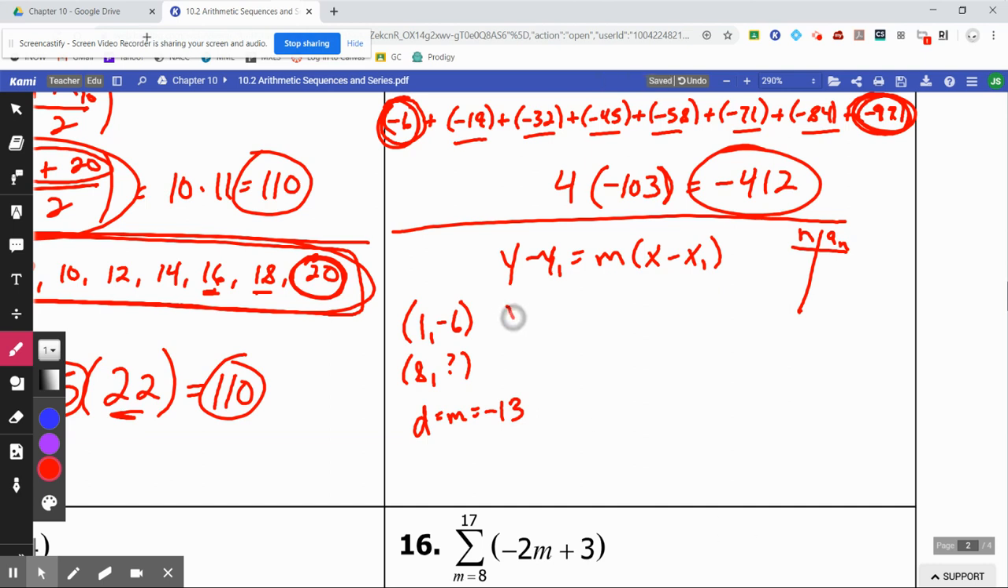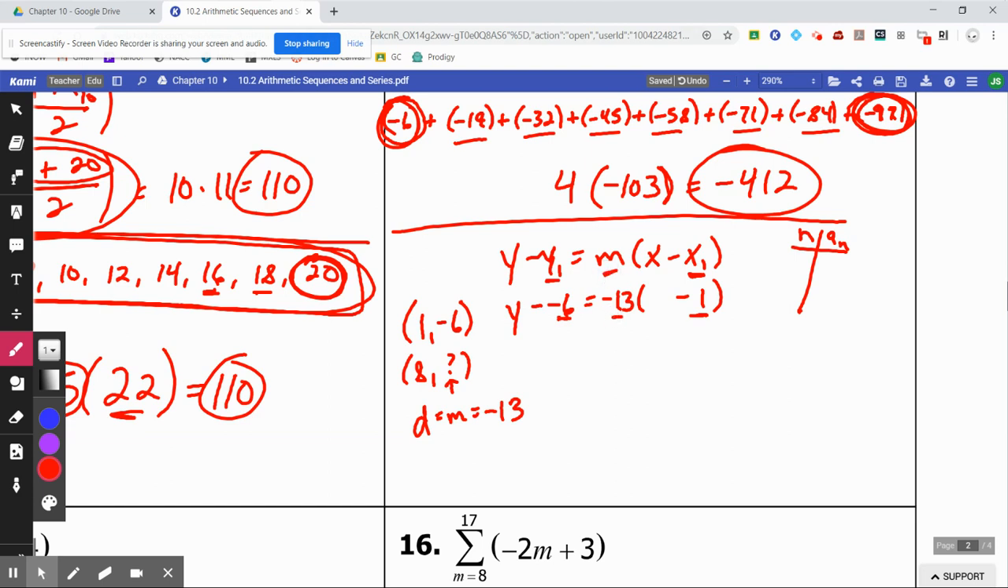I'm looking for my 8th term, so I'm going to let that be my y here. My 8th term minus my negative 6. Let's plug in everything. The point I'm going to plug in is (1, negative 6), because my first term was negative 6. My slope is negative 13. So plug in everything you know. Not there; my x1 is my first term, not my 8th term. There we go. So let me show you what I plugged in: a 1 here and a negative 6 here, and my slope was negative 13.